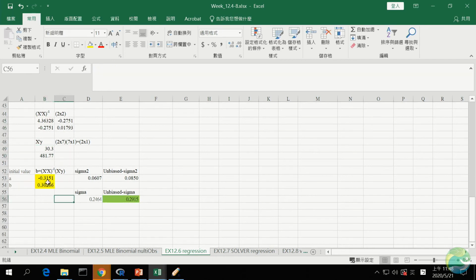So by the definition, the B value is equal to this term multiplied by this term, right? This is a 2 by 2 matrix multiplied by a 2 by 1 matrix. So the result is 2 by 1, right? The result of this is A equal to minus 0.32, B is 0.3. This is the solution, okay?